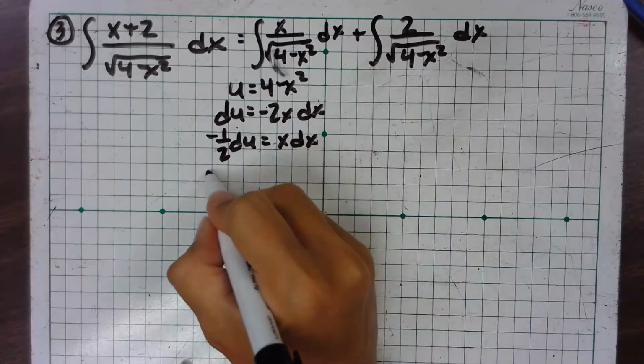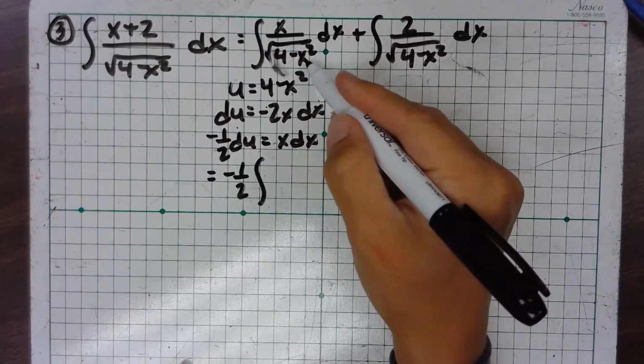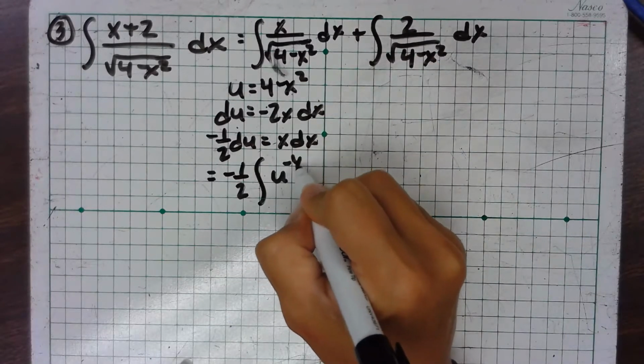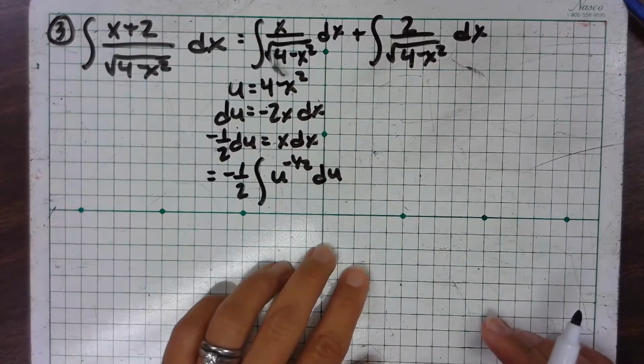All right, so really when I'm integrating this is going to be negative 1/2. Really this is u to the negative 1/2. Don't forget that's a square root. du. And I'll deal with that in just a second.